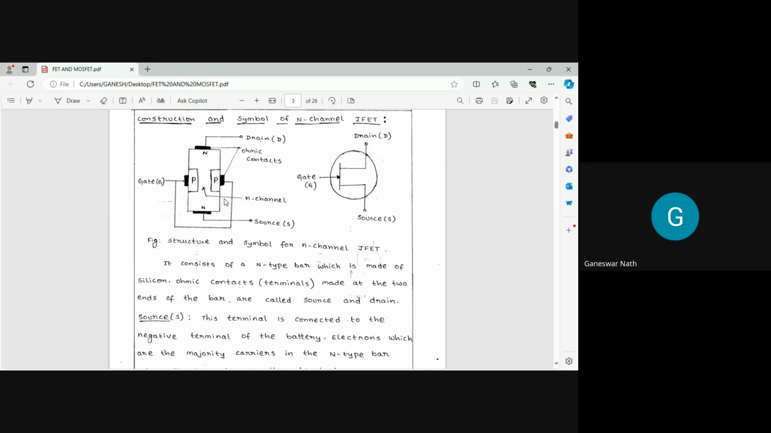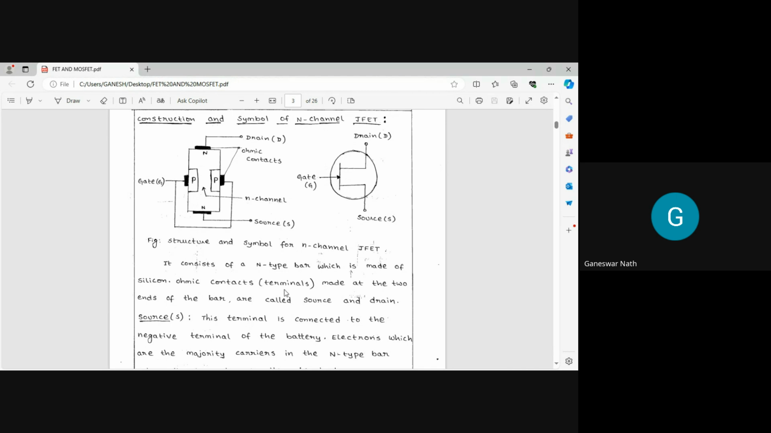Now you can see here, this is the construction detail. So this is the internal FET. These are the metallic contacts. This is called the drain, this is the source, and this is the gate. And this is the symbol. So this is the N channel FET, so I must put the arrow mark towards the base here.